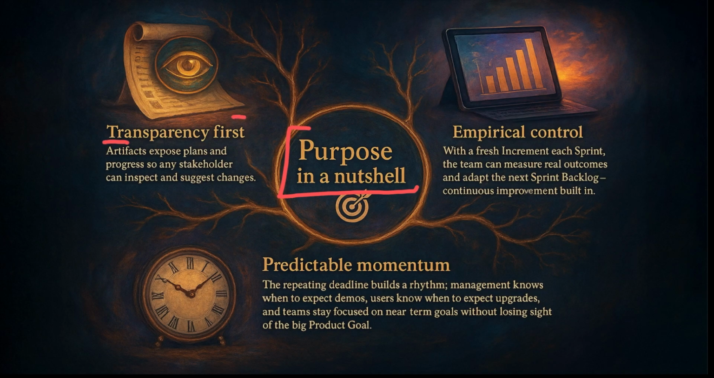The idea is to be transparent with the owners of the project, with the stakeholders. Empirical control. The idea is to have fresh increments, short-cycle sprints, with continuous improvement of the product. Predictable momentum. Repeating deadlines build rhythm. Managers know when to expect demos, users know when to expect upgrades, and teams stay focused on near-term goals without losing sight of the big product goal.